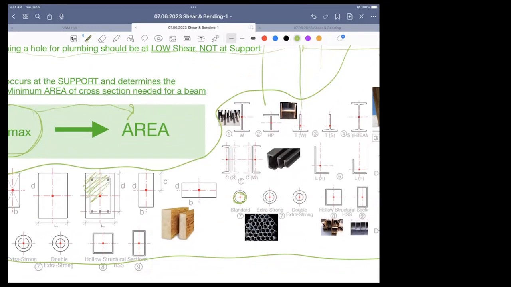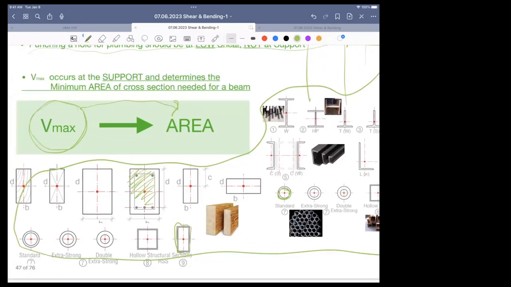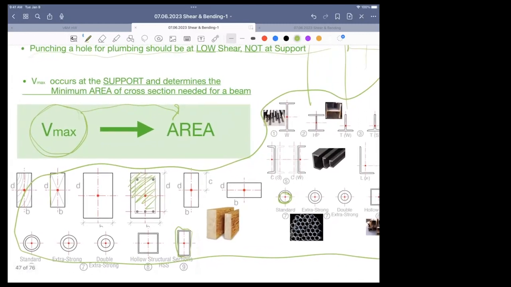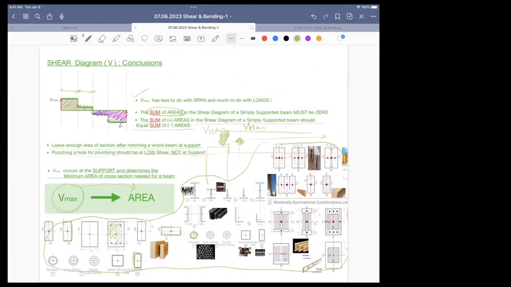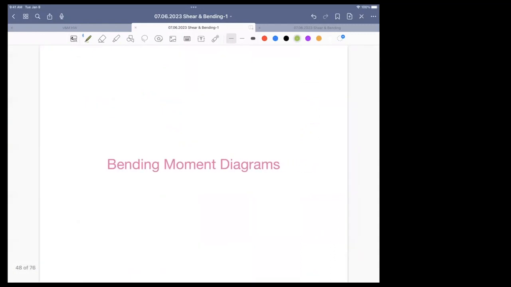Just how many square inches do you have? It's concrete. I don't care. How many square inches? It's a steel tube. Very good. How many square inches? It's a glulam beam. It's a regular 2x. It's laying flat. I don't care. It's just how many square inches. Maximum shear determines how many square inches of cross-section you need.